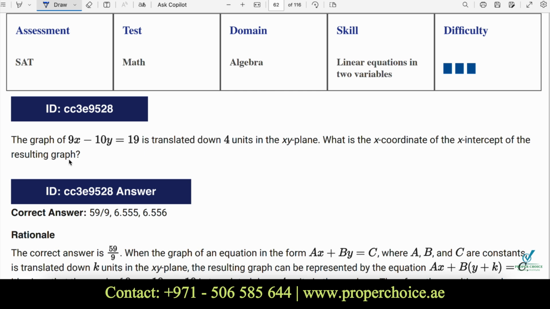The graph of 9x minus 10y equals 19 is translated down 4 units in the xy-plane. What is the x-coordinate of the x-intercept of the resulting graph? What they are trying to tell you is, suppose in the xy-plane, this is the graph of the equation they are talking about. If this graph is translated down by 4 units, the graph will appear something like this. At that point, what would be the x-coordinate of the x-intercept? What is the value of x where this graph is crossing the x-axis?